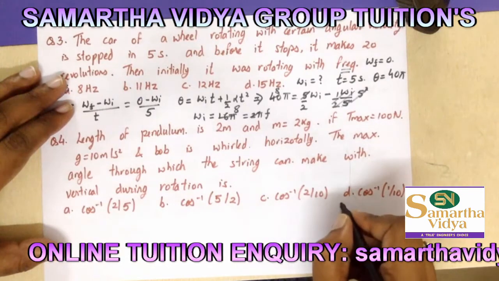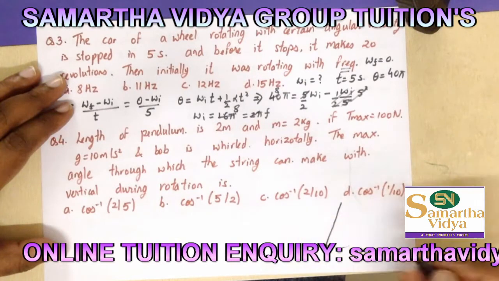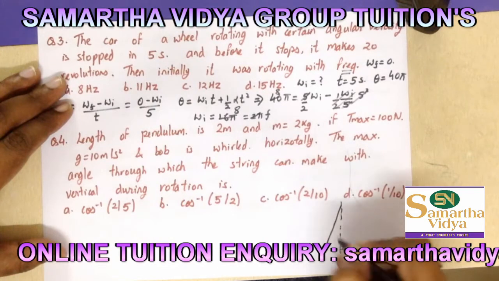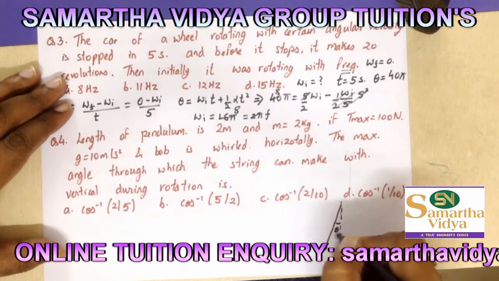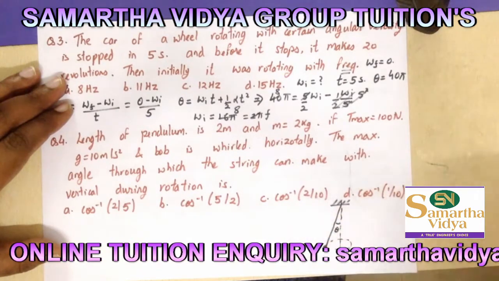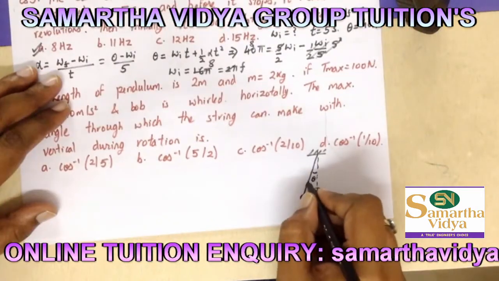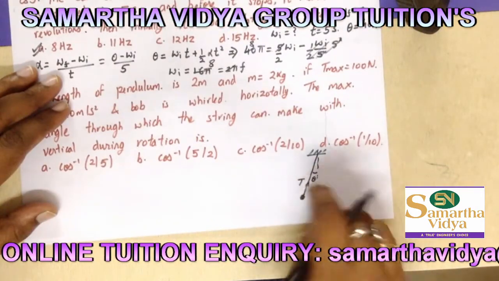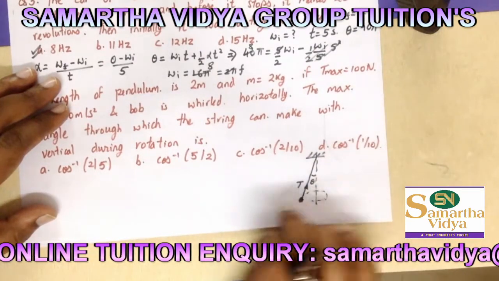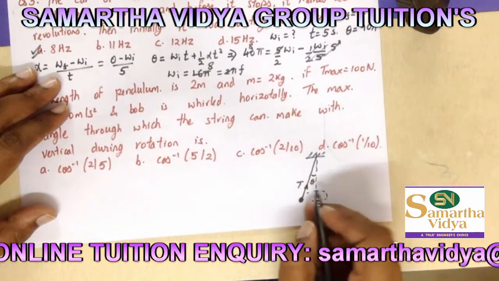So diagrammatically, if we see, this is my string, it is being whirled. There is a bob which is placed at this point, which is of mass 2 kgs, and I need to find what is the angle with which it's going to be making this revolution. So it's fixed at this point, and it is rotating about this. So we know there's a tension T. The maximum tension it can have is 100. Beyond this, the string will break and the ball will basically be flung out of the rotational motion.